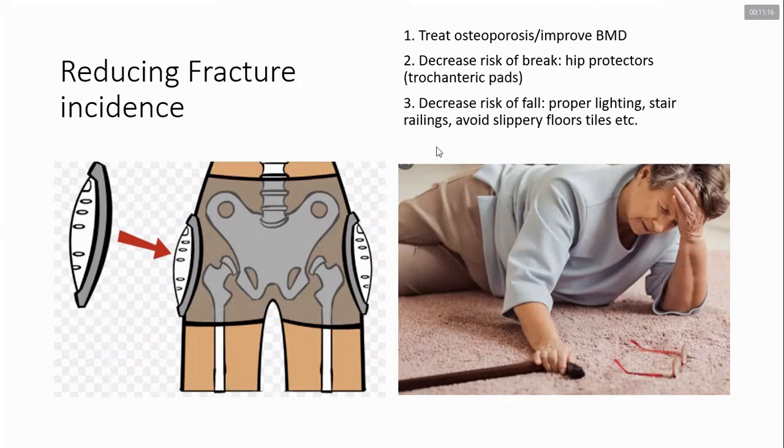You can avoid the risk of falls in elderly people by having proper lighting, steel railings, and the use of crutches or walking sticks just to make them stable, and by avoiding slippery floors on the stairs, in the bathroom, or anywhere in the house. So you want to do everything to prevent the risk of falls. This is also a very important aspect in the treatment of osteoporotic fractures. You don't want to cause the fractures in the first place rather than treating them.